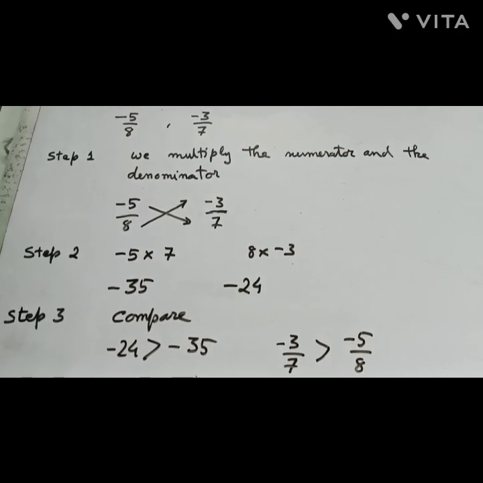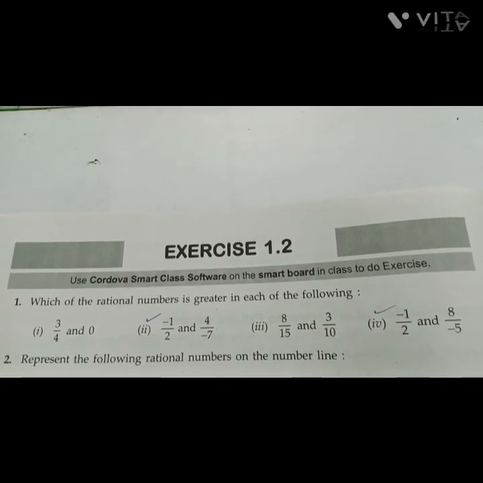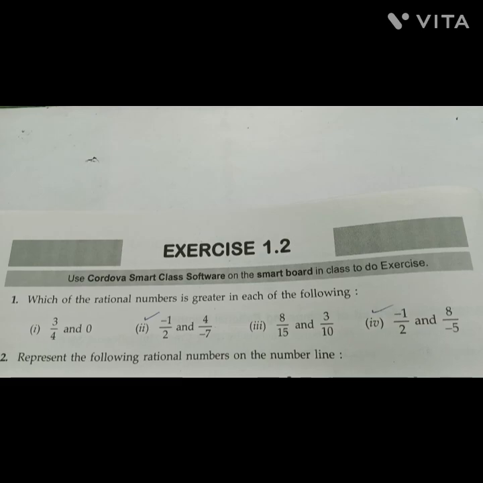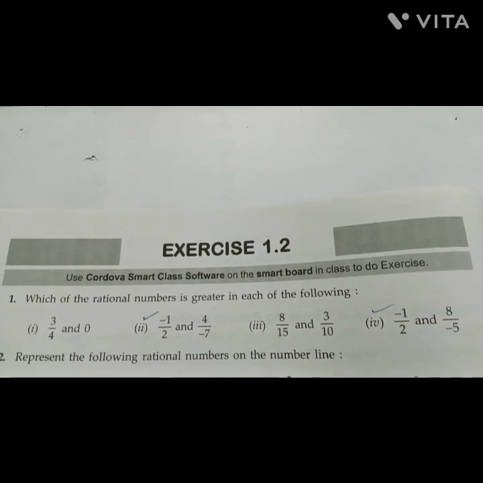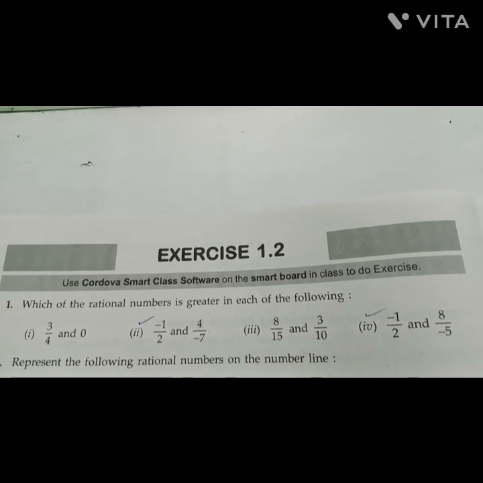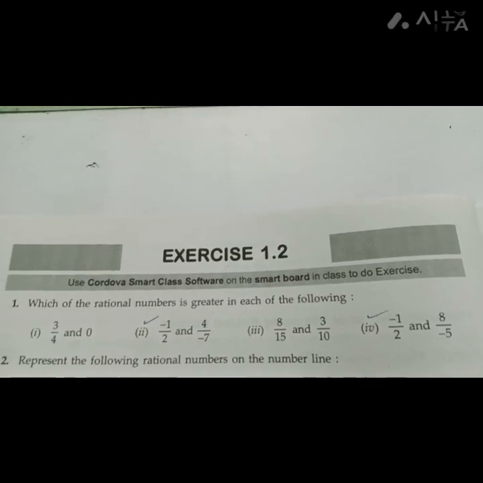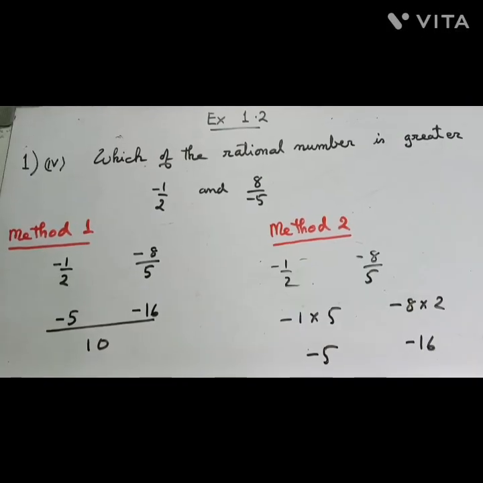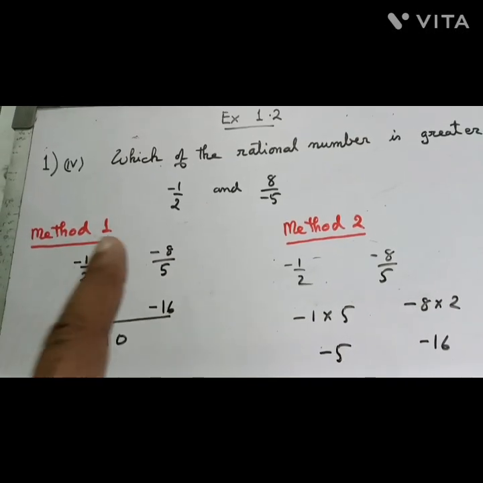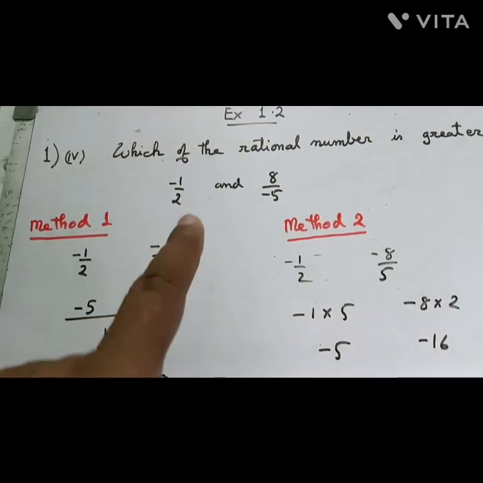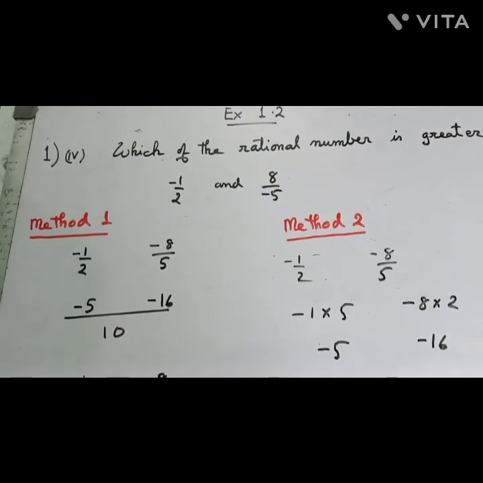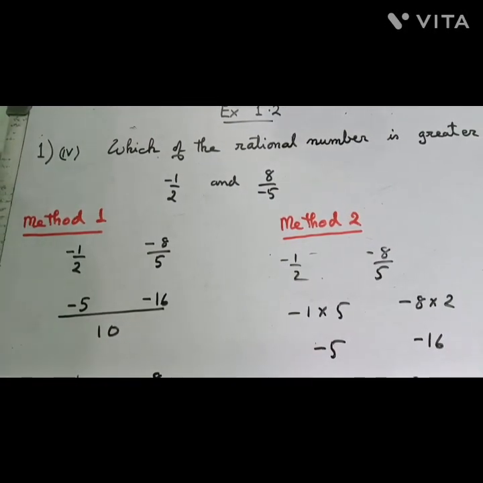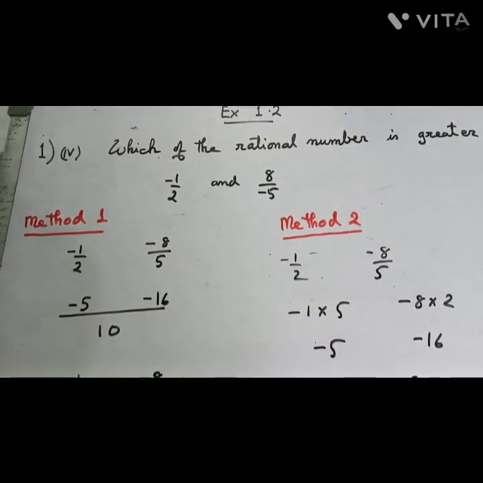Both are correct. So exercise 1.2, question number 1, subpart 4: which of the rational numbers is greater? We have to compare minus 1 by 2 and 8 by minus 5. So these are two fractions, minus 1 by 2 and 8 by minus 5. I'll teach you two methods. Whichever method you feel good with, you can do it.